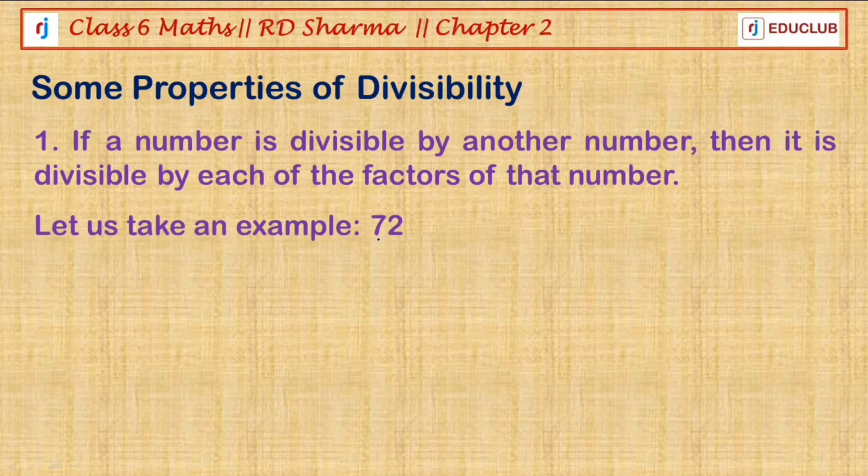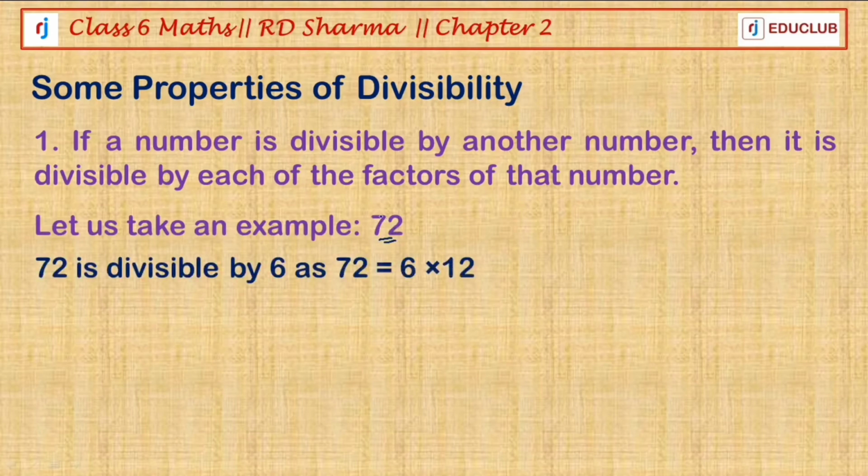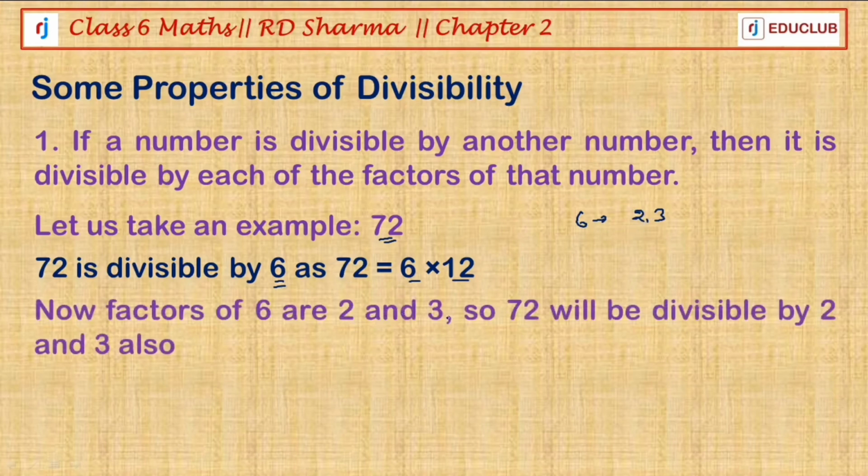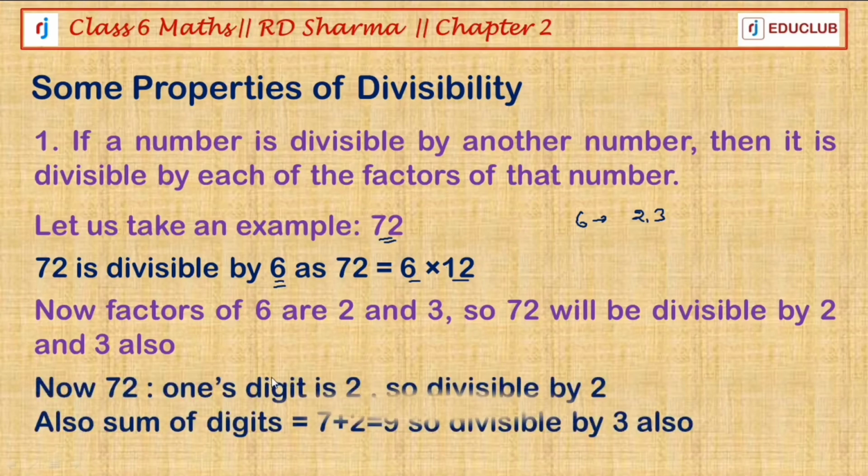We are taking the number 72. We know 72 is divisible by 6, because 72 is equal to 6 into 12. We know the factors of 6 are 2 and 3. Now, as per this property, 72 will be divisible by 2 and 3 also.